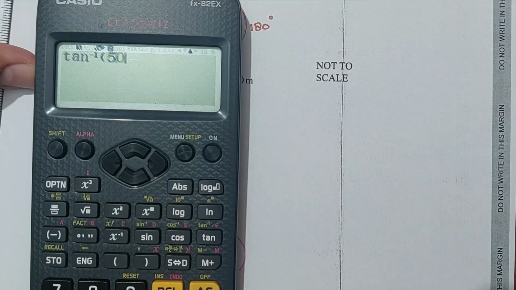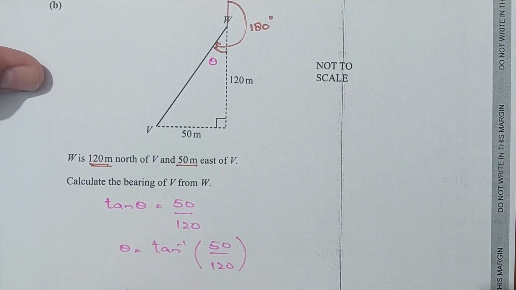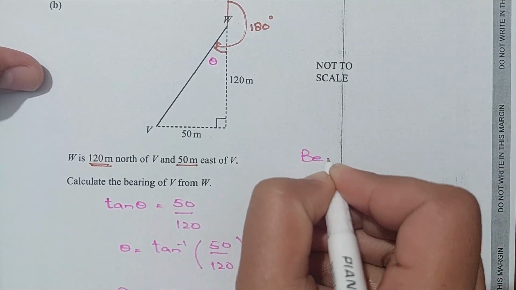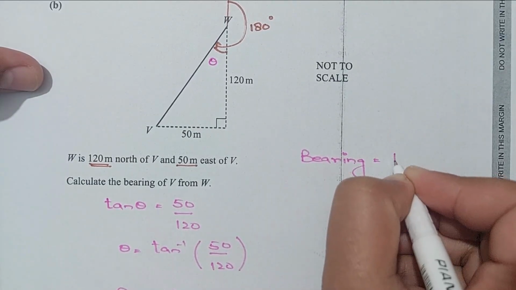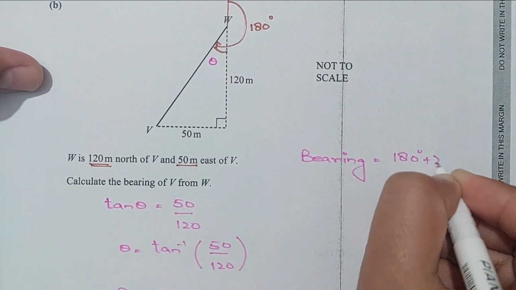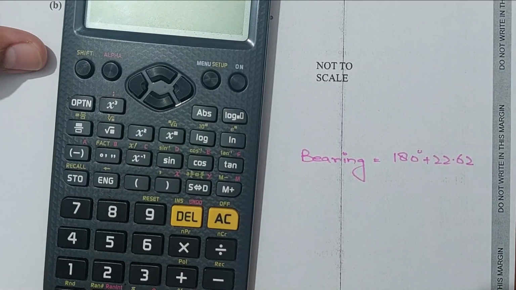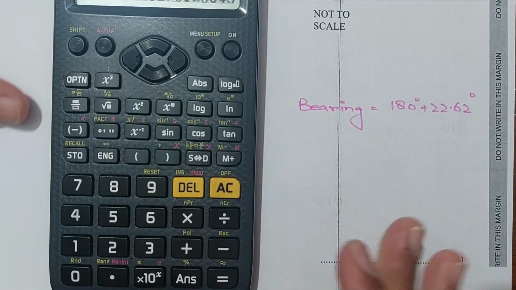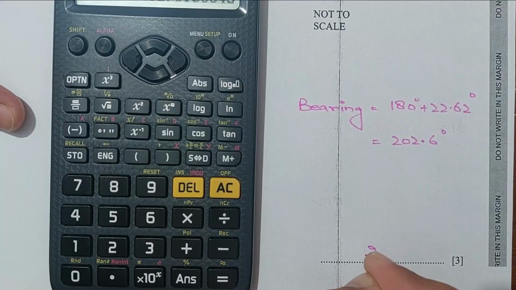Tangent inverse of 50 over 120 is 22.62. So the bearing is 180 degrees, add that theta, 22.62. Add 180. That bearing is 202.6, 202.6 degrees or 203 degrees.